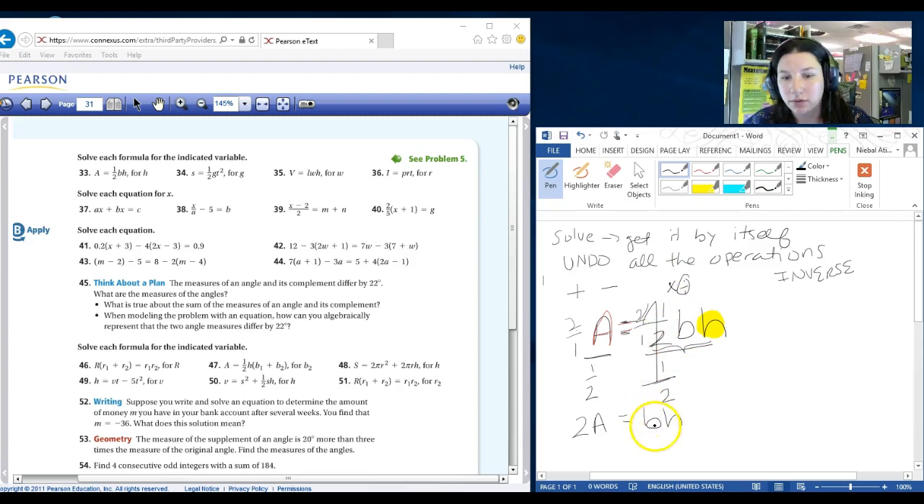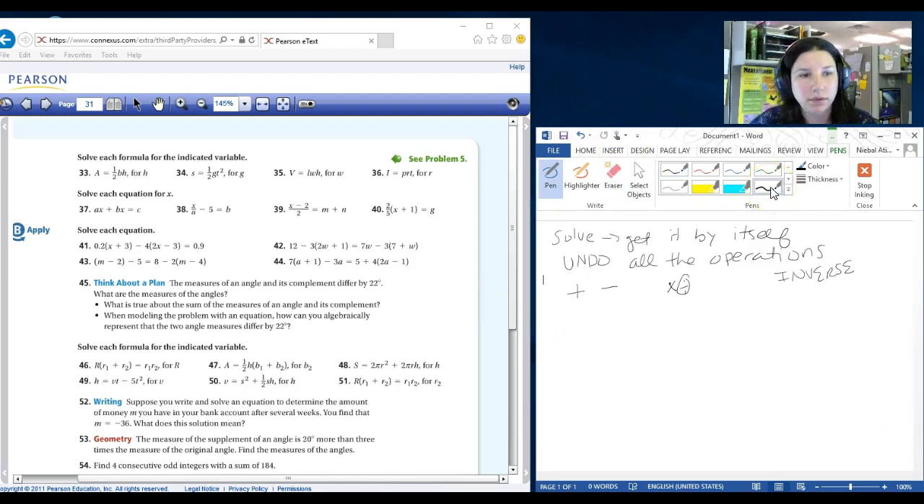Now we need to cancel out the b. So this is b times h, so we're going to divide by b. Anything divided by itself is just 1. I have to do it on this side and this side. So we have h equals 2a over b.